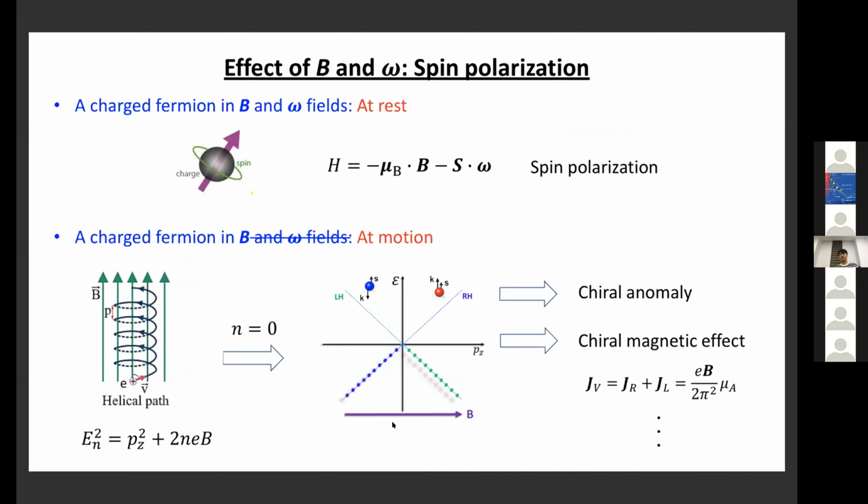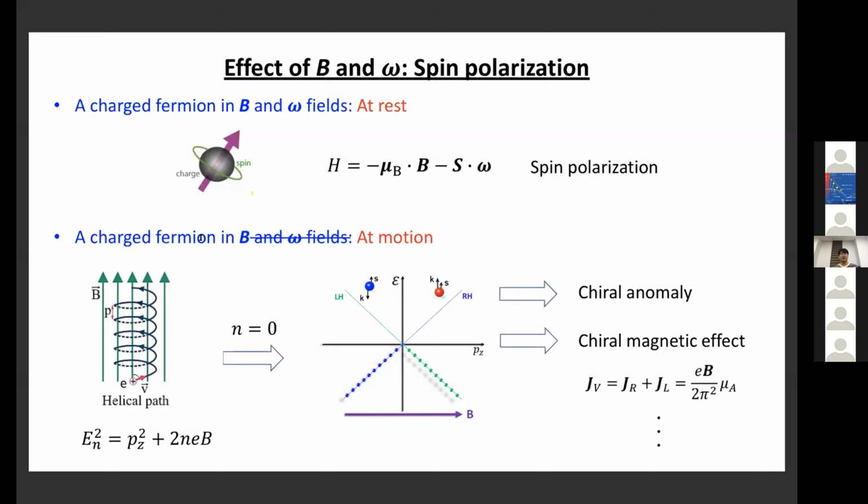Okay, so now we see we have strong magnetic field and vorticity in the heavy collision. What would be their effects? One of their effects is that both the magnetic field and the vorticity can polarize spin. Suppose we have a spin fixed in space, and under the magnetic field and the vorticity or rotation, because of the magnetic moment and magnetic field coupling, and also the spin and rotation coupling, both the magnetic field and the rotation could polarize the spin of this particle.